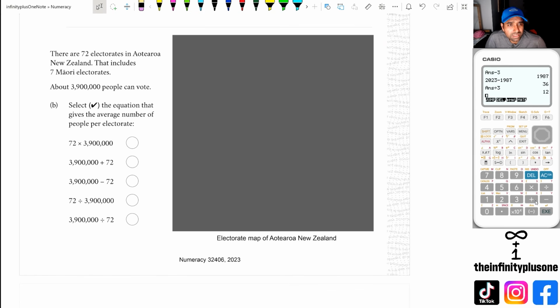Question B, we've got 72 electorates in New Zealand, includes 7 Maori electorates. 3.9 million people can vote. Select the equation that gives the average number of people per electorate. Well, that's just 3.9 million divided by 72. So that's fairly straightforward one, because this is just a division question, right? So we've got total number of people, 72 electorates, and we just want to know how many number of people are in each electorate. So we just go 3.9 million divided by 72.